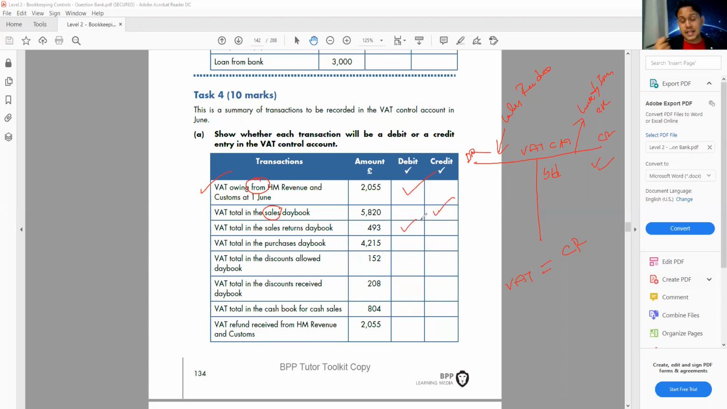For example, if I make a sale of £100, and I want to pay VAT of £20 to HMRC, and next, if my customer returns to me, I have to pay the money back to my customer. So I'm not going to pay VAT for that. That is not my actual sale at all.